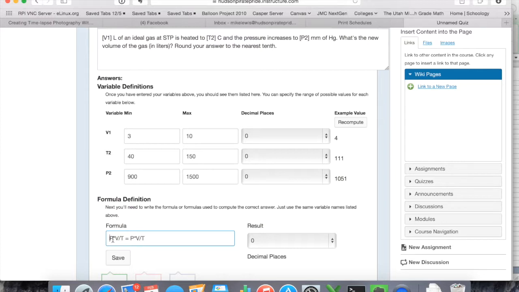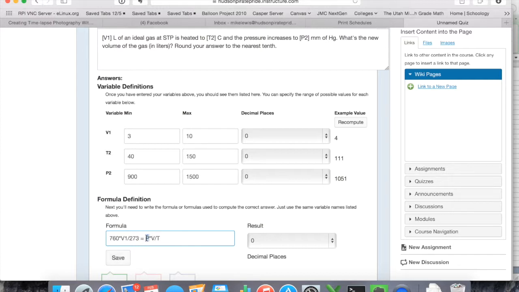The initial pressure, if it starts at STP, is 760. The initial volume is what I'm calling V1, so I'm going to put a 1 after that V so that it's using this variable. The initial temperature, because we're at standard temperature and pressure, is 0 degrees Celsius, which is 273 degrees Kelvin. Not degrees, just 273 Kelvin.